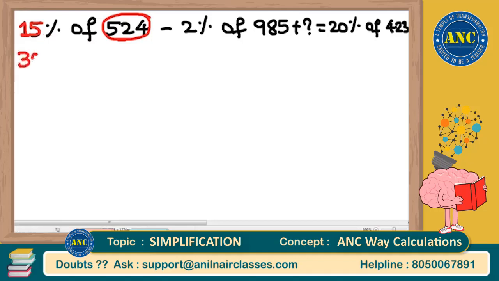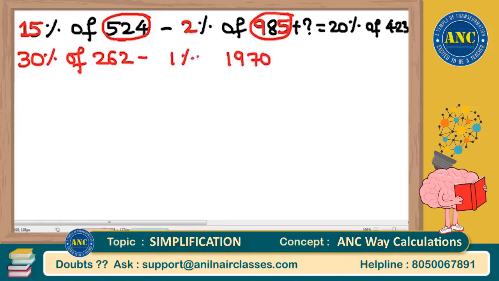So 15 if I double becomes 30%, of half of 524, which is 262. Similarly, 2 percent of 985, I have 5 here. Double it: 985 doubled is 1970. This I halve: 1 percent of 1970 plus question mark is equal to 20 percent of 423. I can halve this to 10 percent and make this double, 846. Now this looks like a very good number to work with. This looks better compared to what was given in the question.